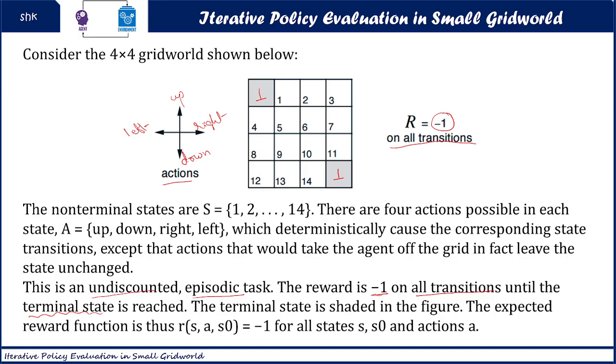The expected reward function is: the reward is -1 for the transition from any state s to s' for any action a, for all the states s, s' and actions a.